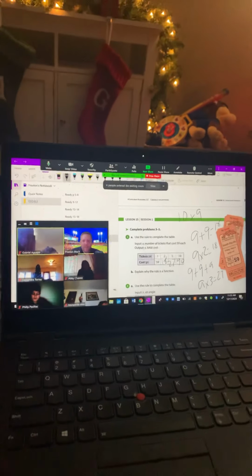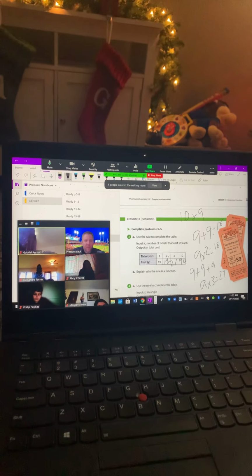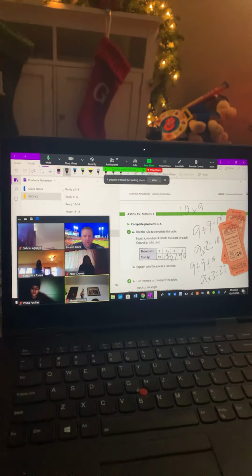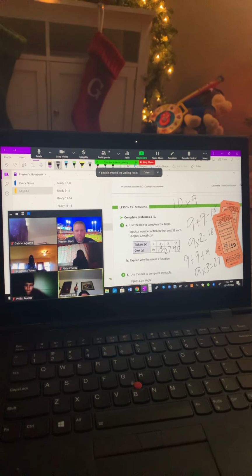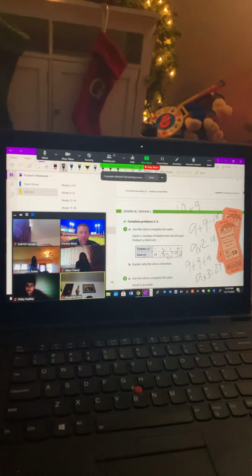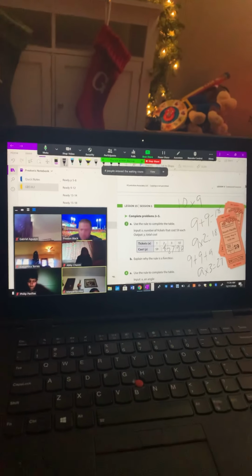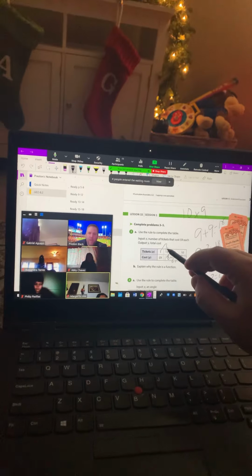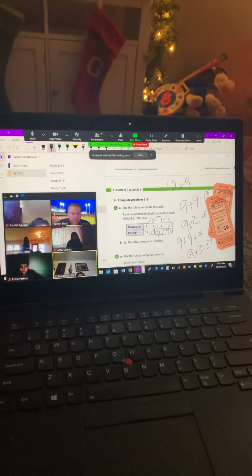So it's 90, right? So is there a pattern to this problem? Margarita, what is the pattern? Each ticket is going up by $9. So for every ticket, no matter how many you buy, we see that here from 1 to 2 to 3 to 10, each ticket is still $9.